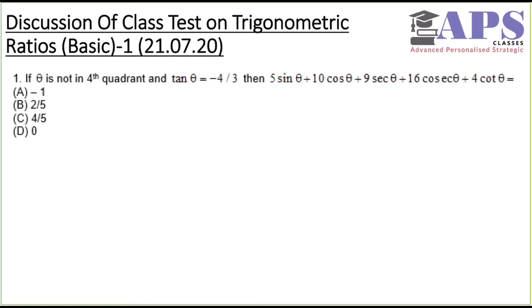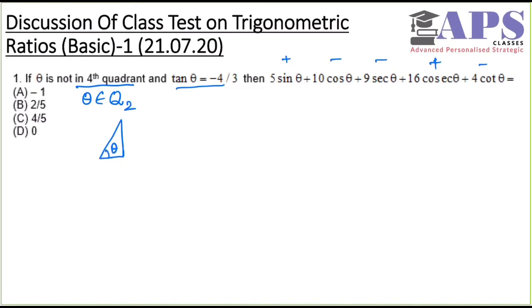In question number 1, since theta is not in the fourth quadrant and tan theta is negative, theta must be in the second quadrant, quadrant 2. So sin theta is positive, cos theta negative, sec theta negative, cosec theta positive, and cot theta is negative there. Now tan theta is 4 by 3, so we can just draw a triangle.